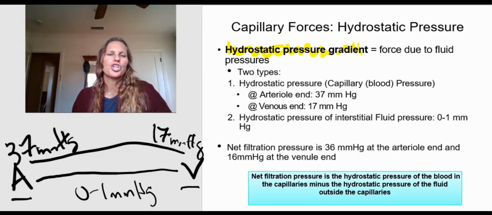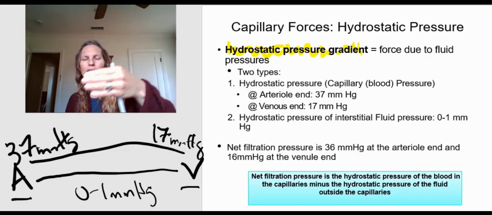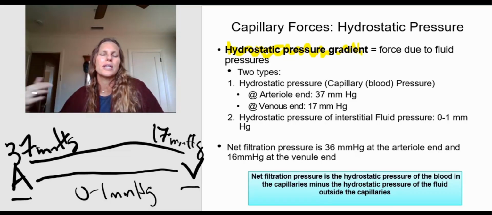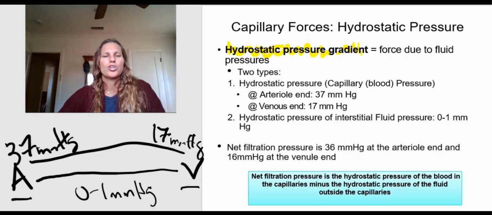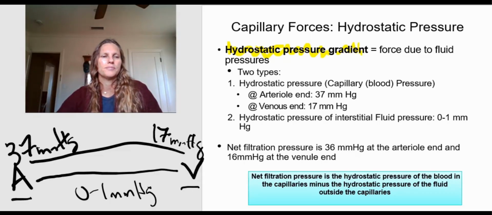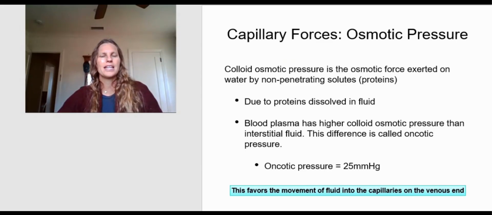So capillary pressure is higher when you go into the capillaries from the arterioles, and it's going to be lower when you leave the capillaries and start to go back to the heart. The pressure is going to continue to fall in the venous system until you get to practically 0 when you get to the right side of the heart. Okay, so that's hydrostatic pressure.